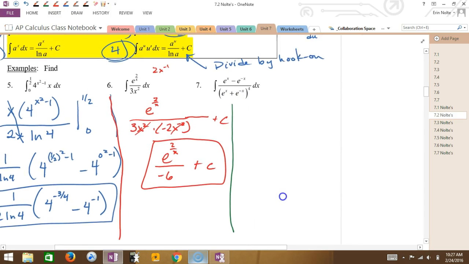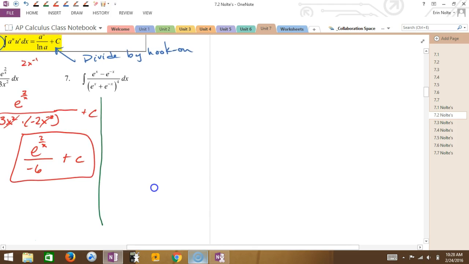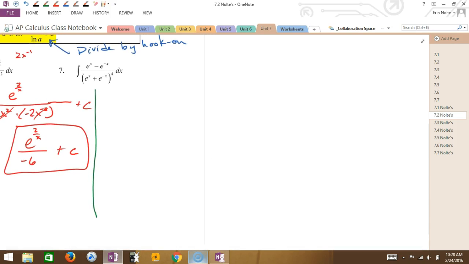Okay, last one. Okay, this one, you can't high this because it's an integral. That's what I tried to explain to Matt. You can't integrate. High is only deriving.